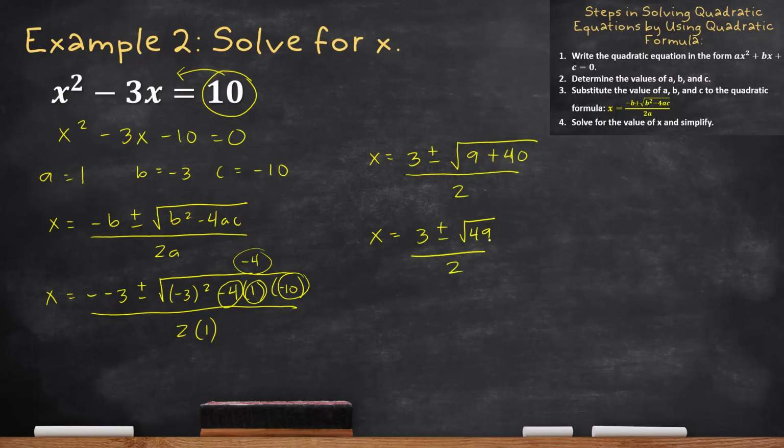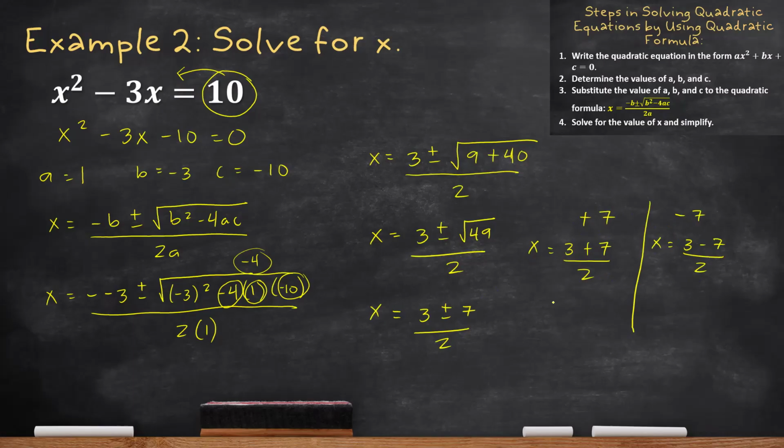Now, what is the square root of 49? So the square root of 49 is 7. So we're going to have 3 plus or minus 7 over 2. Then, let's operate. So plus 7, negative 7. If we're going to use positive 7, our equation will be x equals 3 plus 7 over 2. Pag negative 7 naman, we're going to have x equals 3 minus 7 over 2.